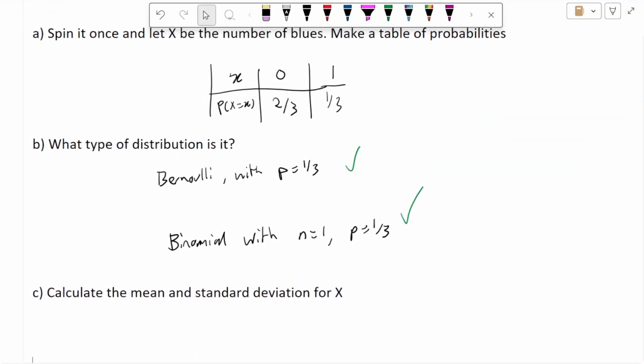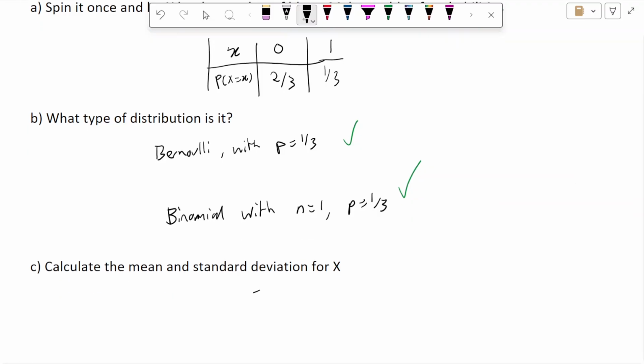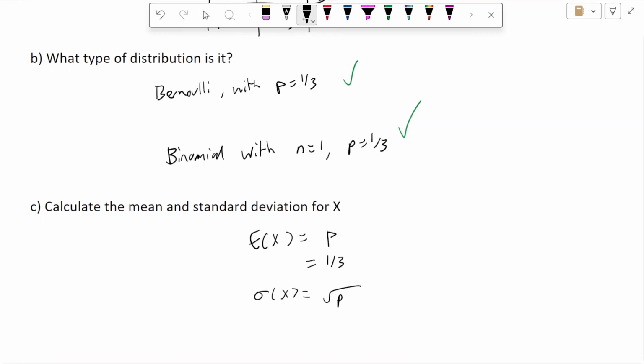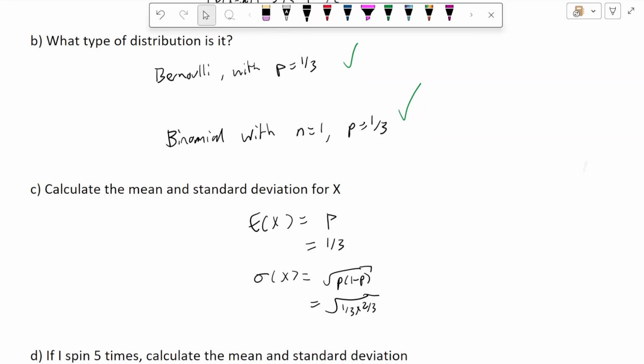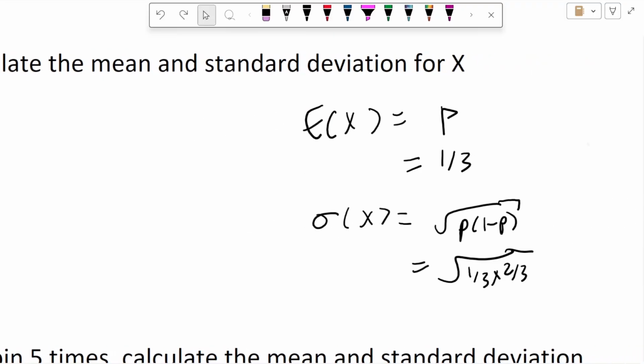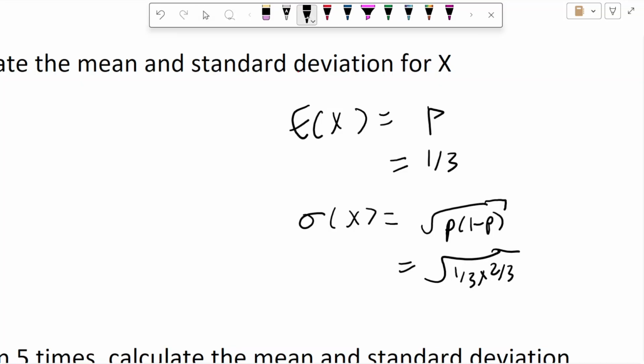Calculate the mean and standard deviation for x. Since this is a Bernoulli variable, we can just use the formulas. So expected value of x is p, which is 1/3. And the standard deviation of x is, I think that was root p times 1 take p, from memory. Okay, so that's root of 1/3 times 2/3. Oh, by the way, if you use the binomial distribution formulas, you get np in there, but n is just 1, so it doesn't change anything. It all works out. Funny about that with maths.